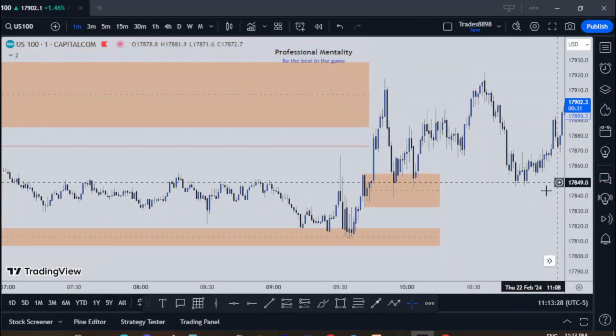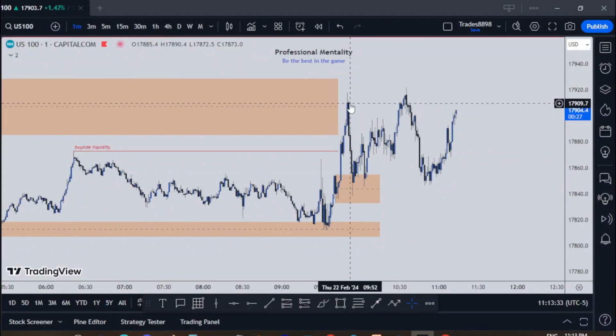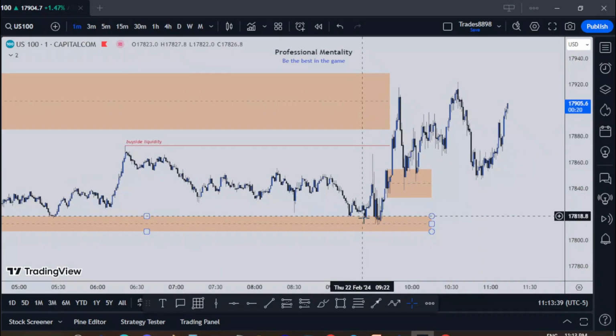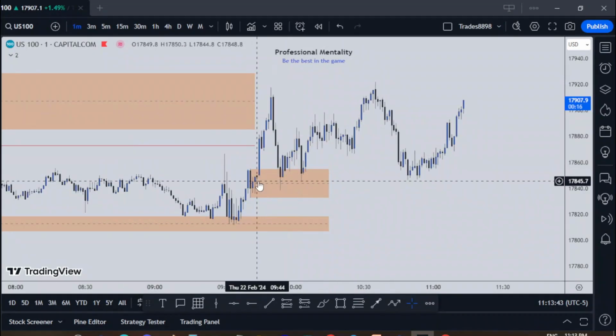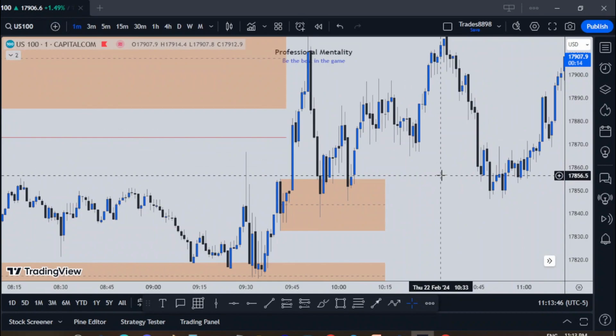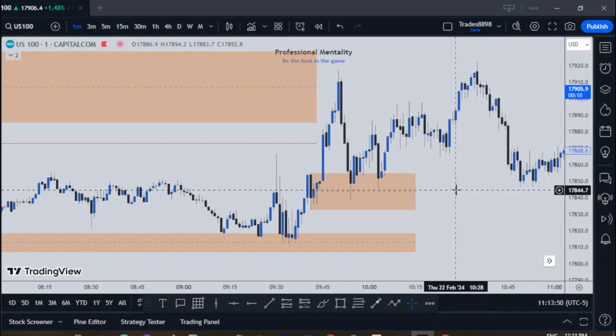So, summary: we have a market structure shift, or you can call it a change of character, whatever you want to call it. We have that market structure shift, and we have price coming back to a bullish order block. But we have another confirmation, which makes this a really good trade because it has multiple confirmations.